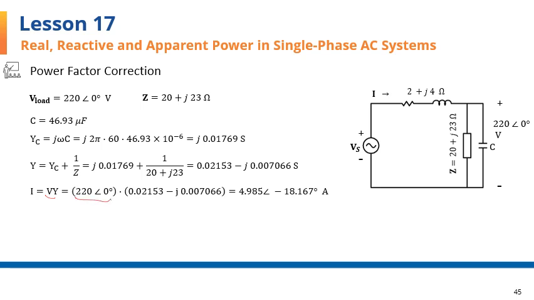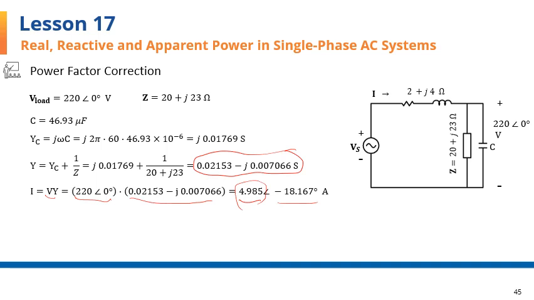V is 220 with 0. Y was just found for the combination from here. And the current comes to 4.985 with negative 18.167 degrees. You can see that the current magnitude has gone down from 7 something that it was for the circuit without the capacitor, and it has come down to 4.985.